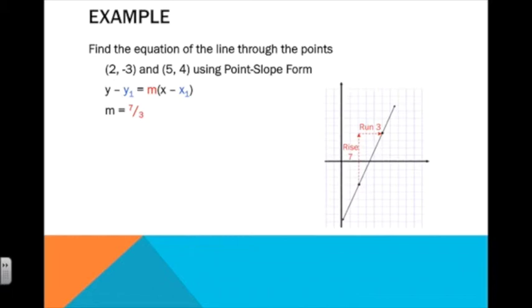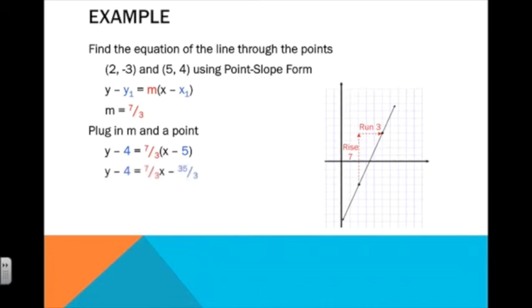Now we're going to use our form and plug in that slope and either one of the points. But notice we have y minus 4. I chose to use the point 5, 4, and 4 is the y coordinate. And that equals our slope m times the quantity x minus the x coordinate of that point. Again, I used 5, 4, so I'm using the 5 here. Now it's a matter of simplifying.